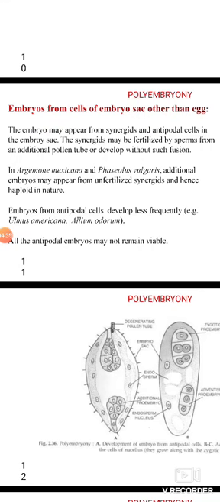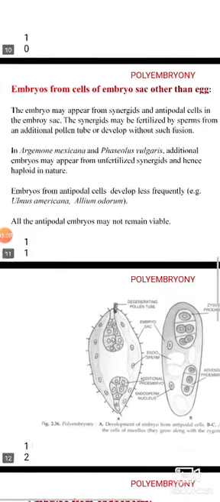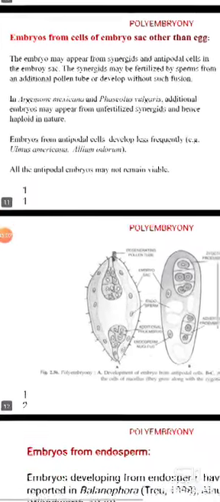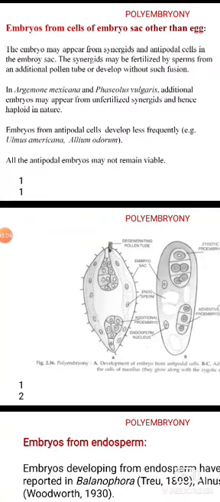Embryos from antipodal cells develop less frequently. These antipodal cells are present in the embryo sac towards the chalazal region. The best examples for this are Ulmus americana and Allium odorum. All the antipodal embryos may not remain viable.